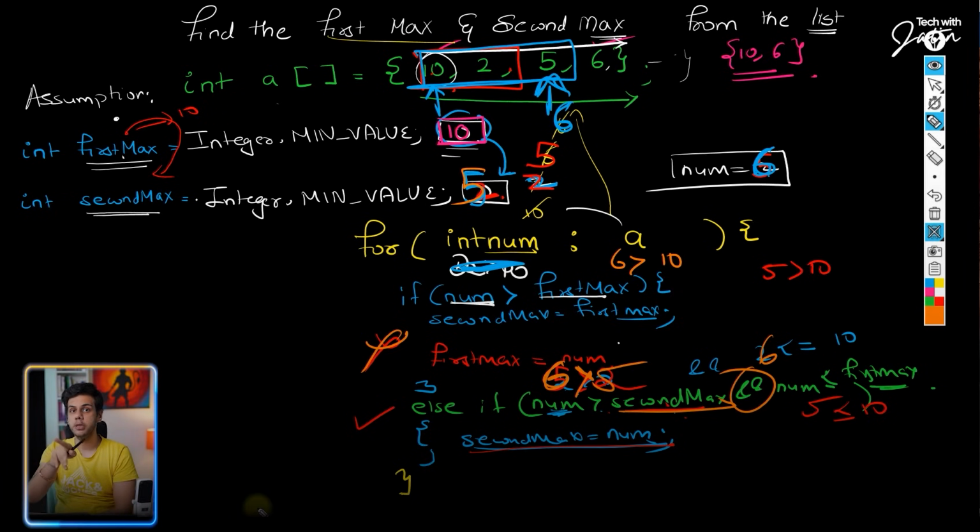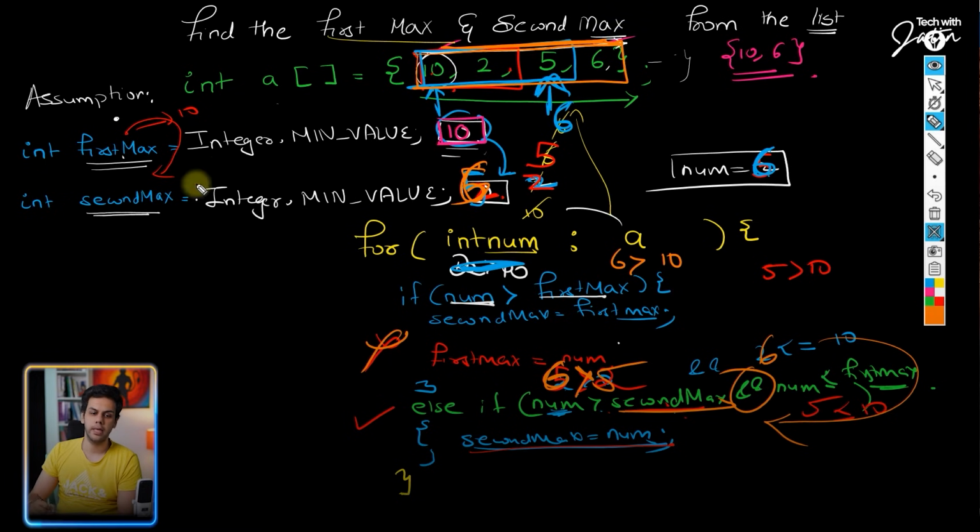Since both the conditions are true, it is going to execute the else if block. Second max is equal to number, second max is going to be updated with 6. And for this particular array, guys, for all the elements, your first max is 10, second max is 6. This was the output, done and dusted.